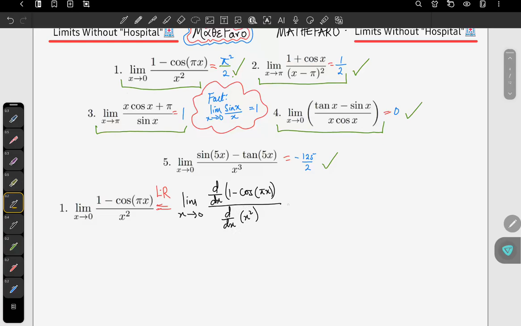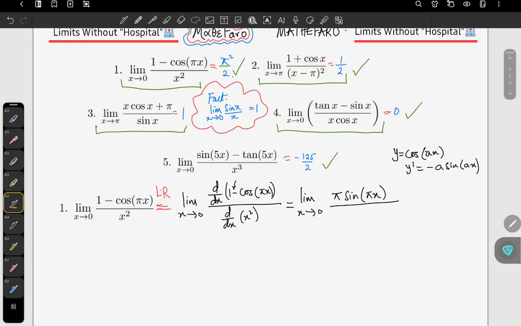And what will this give us? This will give us the limit as x approaches 0. So the derivative of 1 is 0. The derivative of cos pi x is negative pi sine pi x. And because there is a negative sign here, we get pi sine of pi x. So we have used chain rule there. So the derivative, if y is equal to cos ax, dy/dx is equal to negative a sine ax.